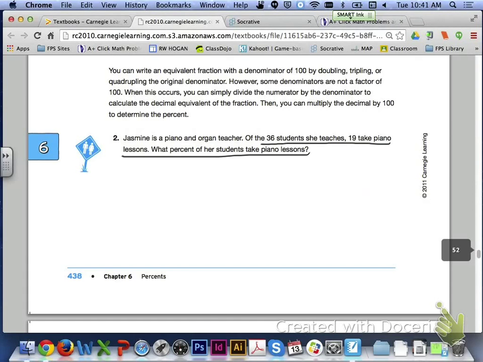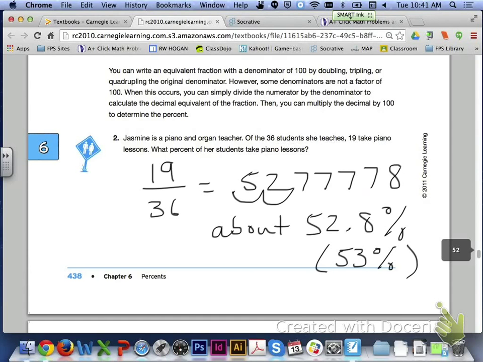So go ahead and do number 2 down at the bottom of page 438. So if I take a look at my answer for number 2, 19 divided by 36 is going to give me this long decimal on my calculator. Remember, I'm moving my decimal point over 2 spots to the right. That would give me right around 52.8%, or around 53% of the students that Jasmine teaches are going to take piano lessons.